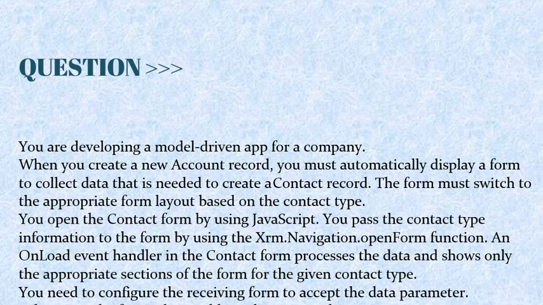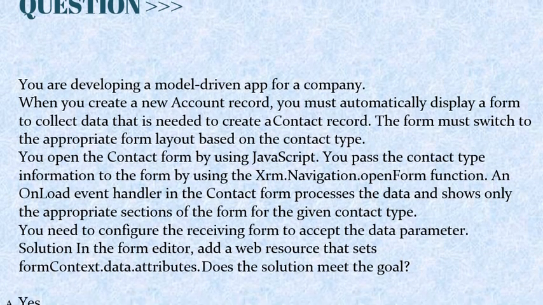The question is, you are developing a model-driven app for a company. When you create a new account record, you must automatically display a form to collect data that is needed to create a contact record. The form must switch to the appropriate form layout based on the contact type. You open the contact form by using JavaScript. You pass the contact type information to the form by using the Xrm.Navigation.openForm function. An onload event handler in the contact form processes the data and shows only the appropriate sections in the form for the given contact type.